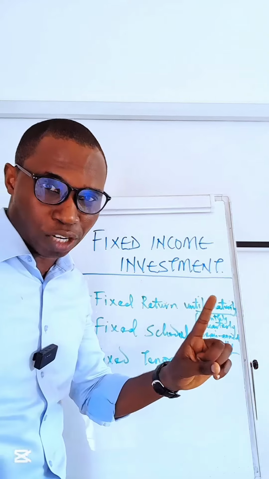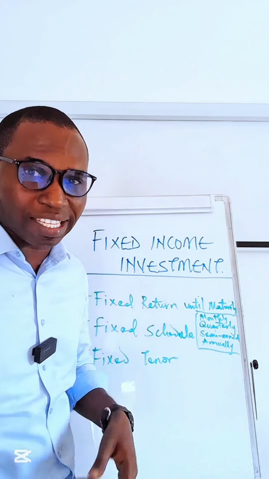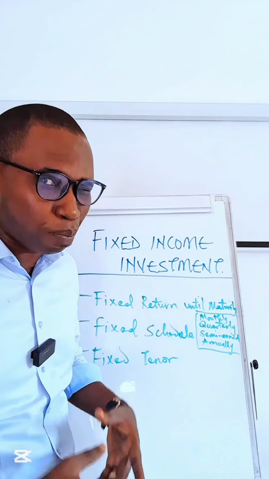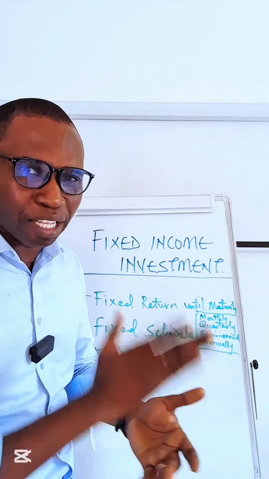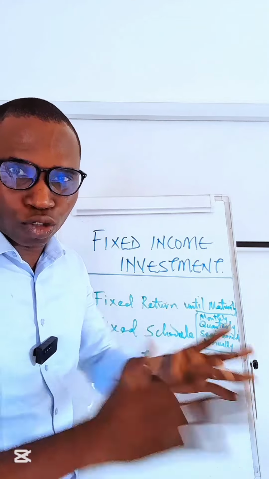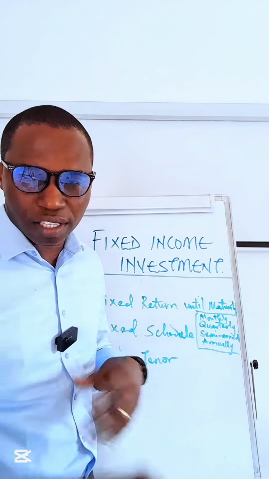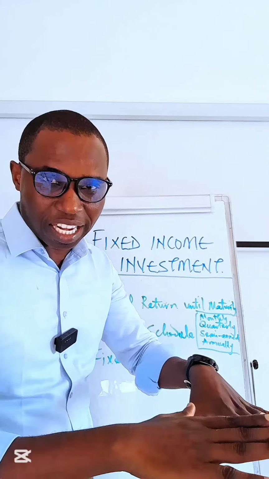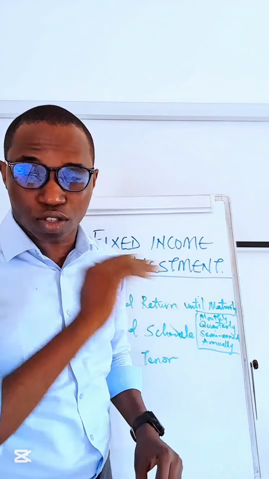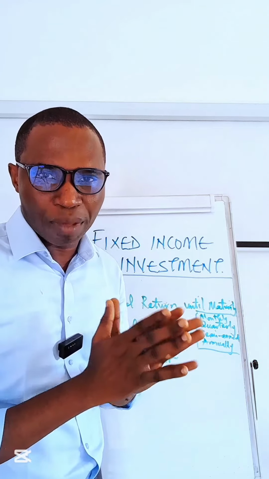Number two is fixed schedule, which means the returns, is it going to be paid annually? Is it going to be paid semi-annually? Is it going to be paid quarterly? Based on the agreement, based on the offer for subscription, it is certain. So there's no going back on it. Number three, it is fixed tenor. Is it for 3 years? Once we say it is 3 years, it is 3 years. Once we say it is 2 years, it is 2 years. That is what is called fixed income investments.